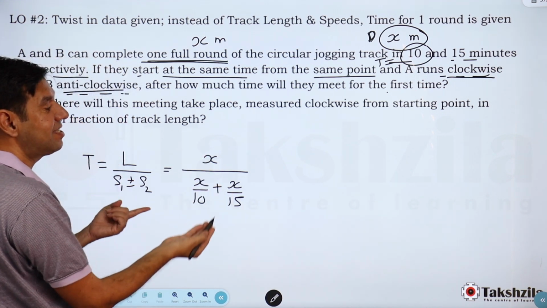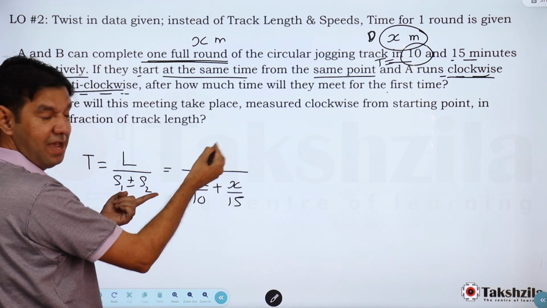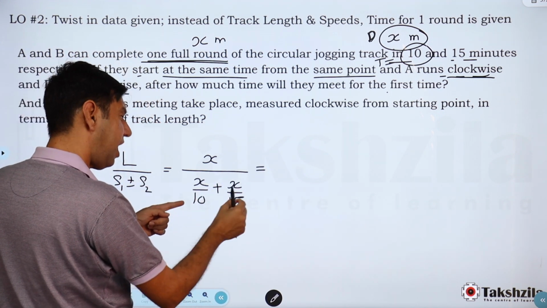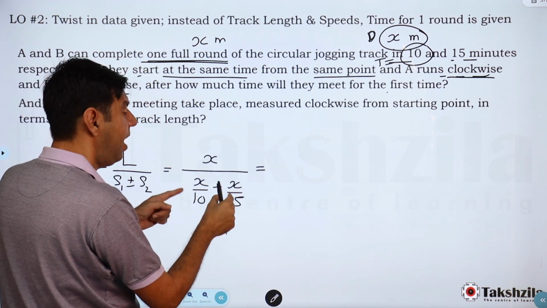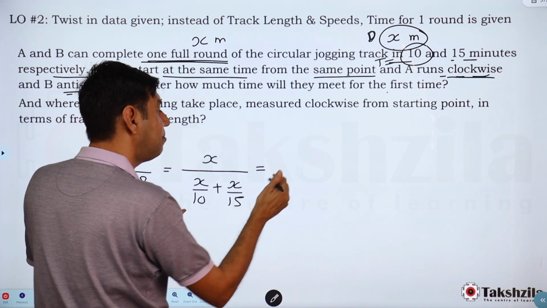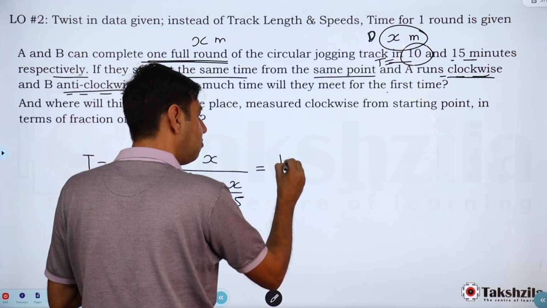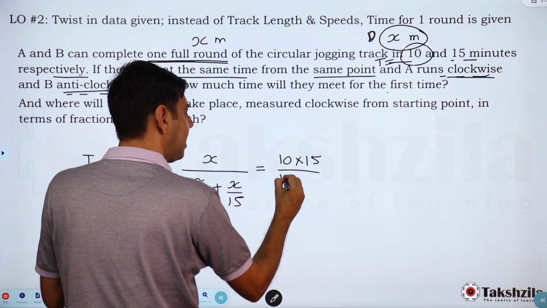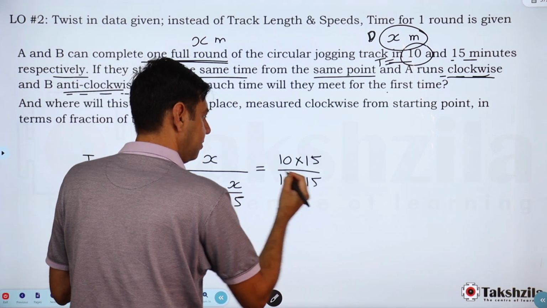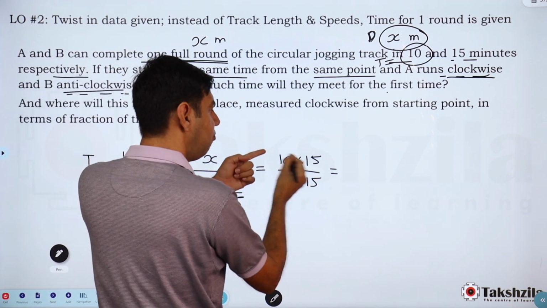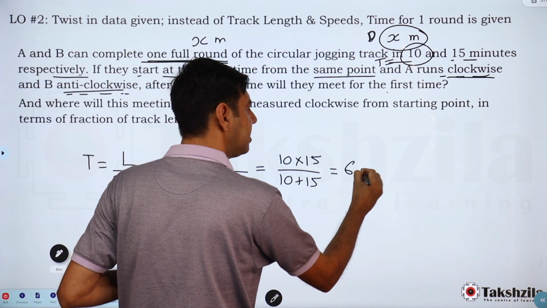Now you see the x is immaterial here, it cancels out. You could take the LCM of them, but let me use the numbers 10 and 15 themselves. So I'll take the denominator as 10 into 15, which goes into the numerator, and here I will be left with 10 plus 15. Right? And then the x is immaterial. This we can find out.